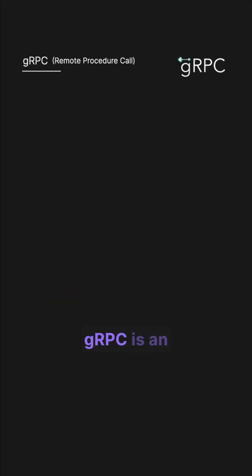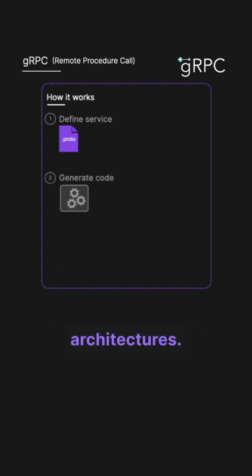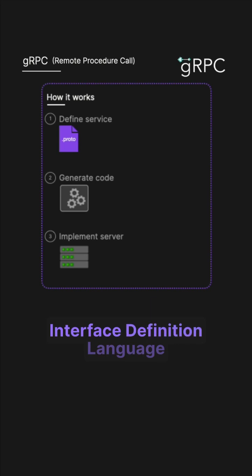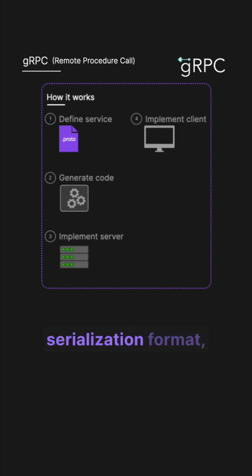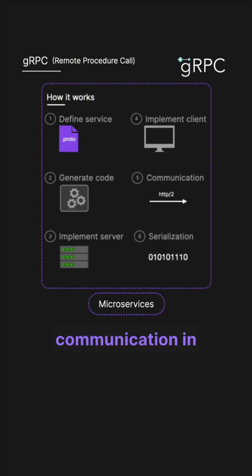gRPC is an open source remote procedure call framework developed by Google, and it enables efficient communication between services, especially in microservices architectures. gRPC uses protocol buffers, protobuf, as an interface definition language and data serialization format, allowing for high performance and cross-language compatibility, and it's great for inter-service communication in microservices.